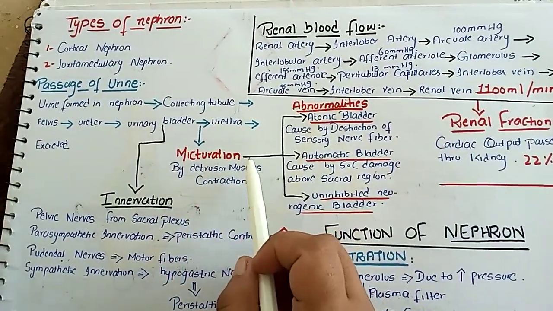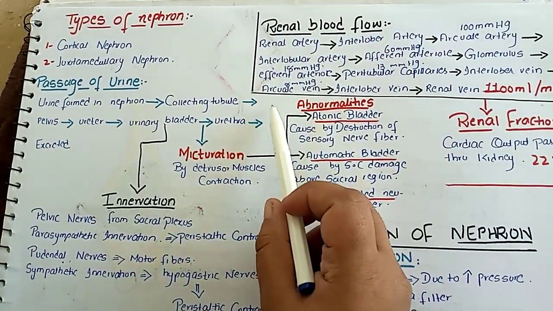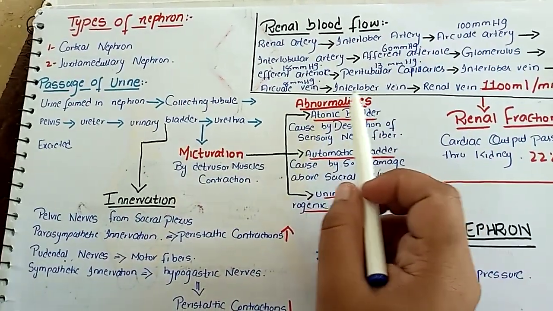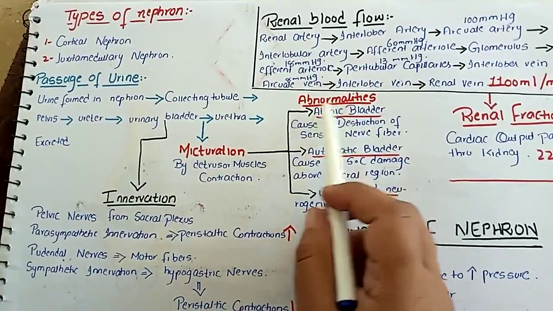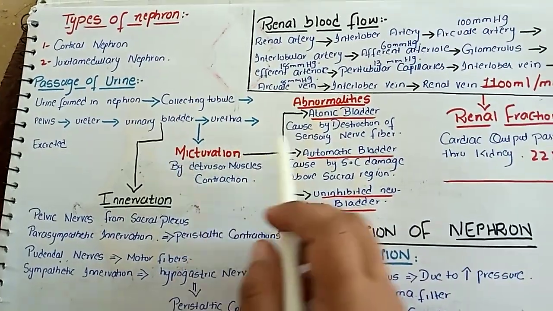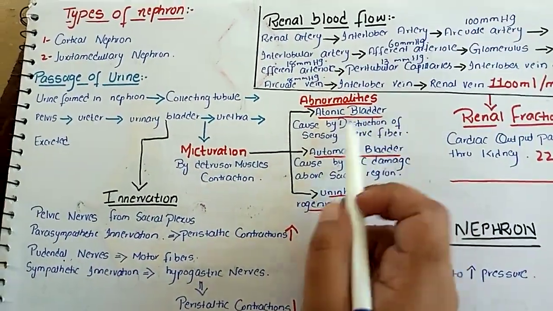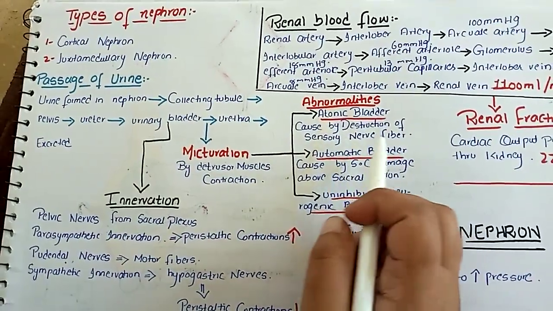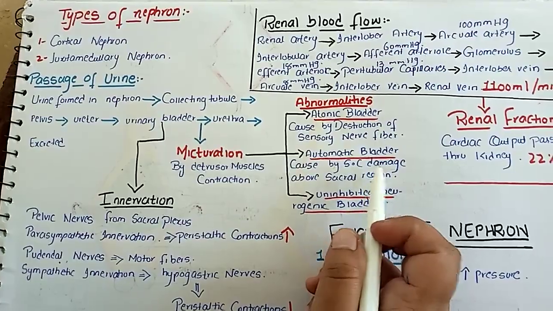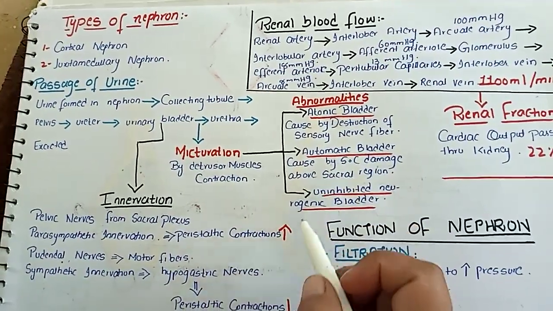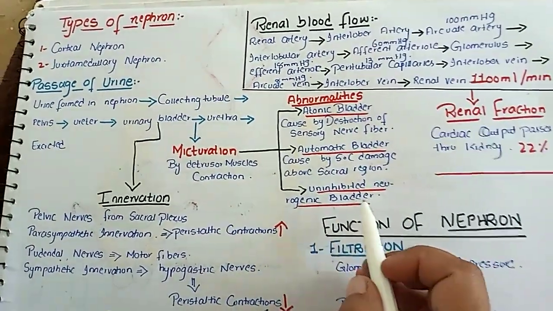Now I will explain the important point, which is very important from an exam point of view. These are the abnormalities of micturition. The first one is the atonic bladder, caused by the destruction of sensory nerve fibers. Automatic bladder, caused by spinal cord damage above the sacral region, and the uninhibited neurogenic bladder.